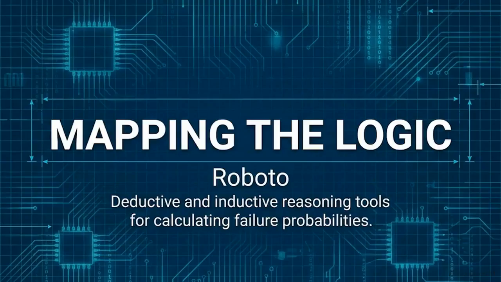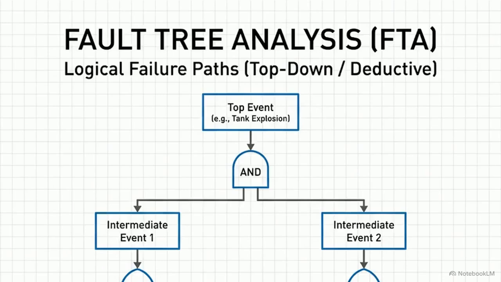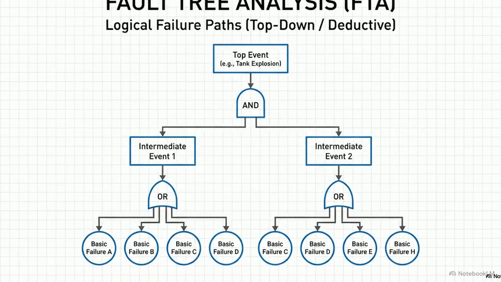For the most complex industrial environments, investigators have to calculate the exact mathematical and logical pathways of a failure. Fault tree analysis is a top-down deductive tool. Investigators start at a single main event, like a tank explosion, and map backward through logical AND and OR gates to uncover every combination of basic component failures triggering the disaster.